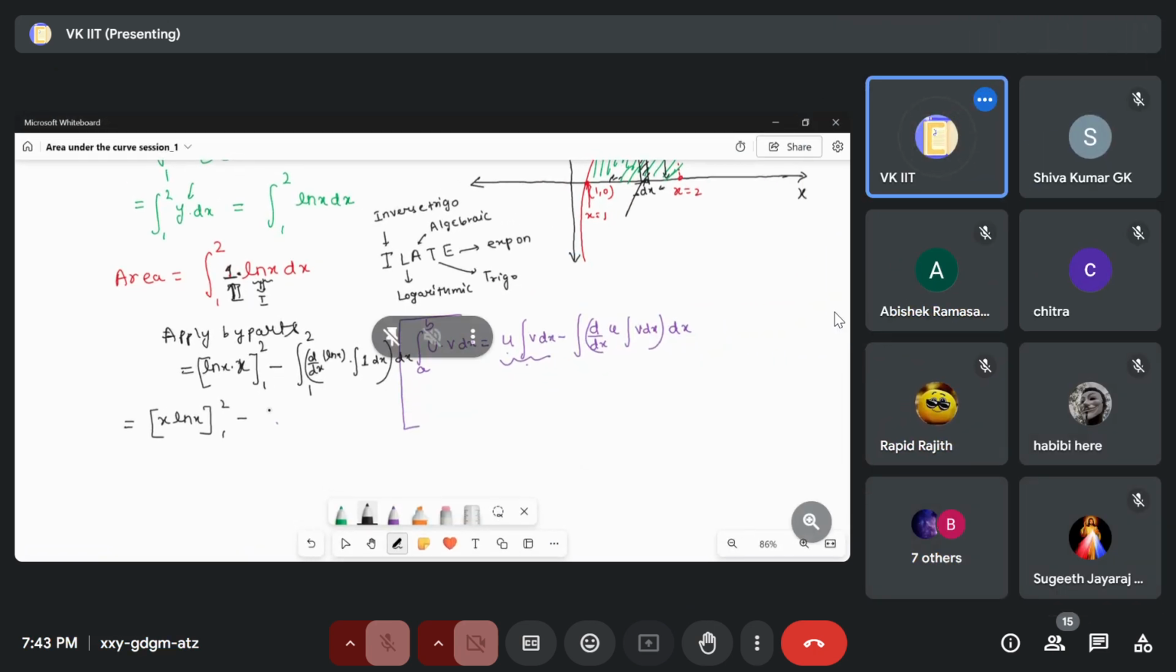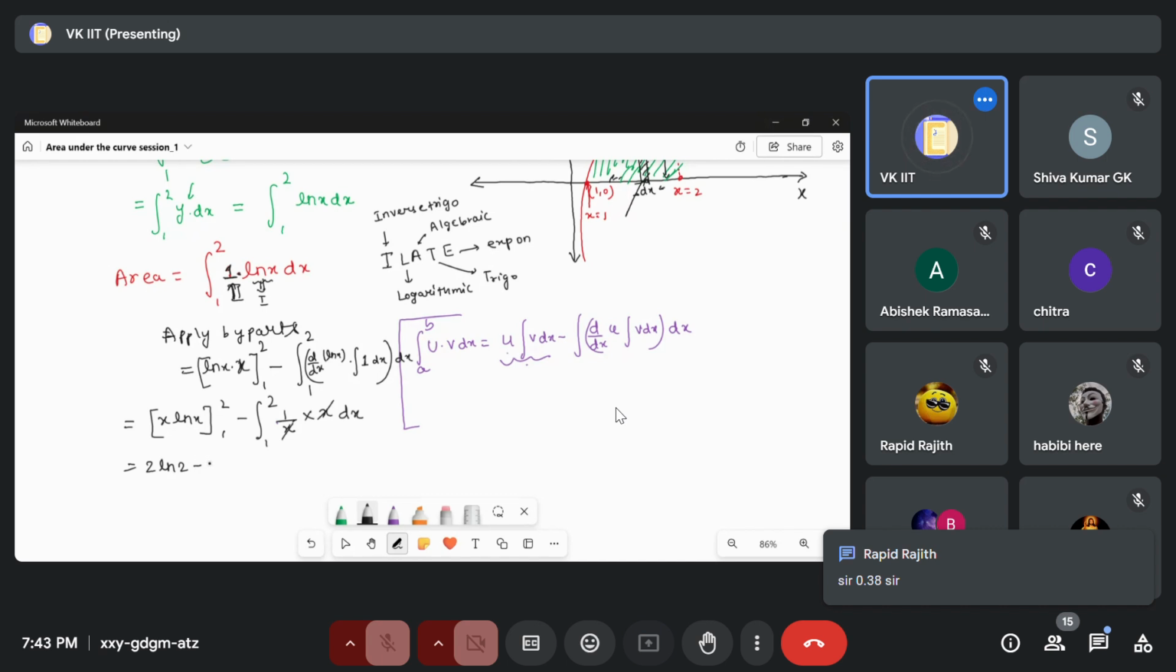1 to 2. You can write the answer in the ln format also, right? 1 to 2. Ln x derivative is 1 by x, and this integration is x only. x and x is gone again. So here, when you put the upper limit, it will become 2 times of ln 2 minus 1 times of ln 1. Ln 1 will be 0. Minus this integration will become x only. So when you do the integration, it will become 2 minus 1.